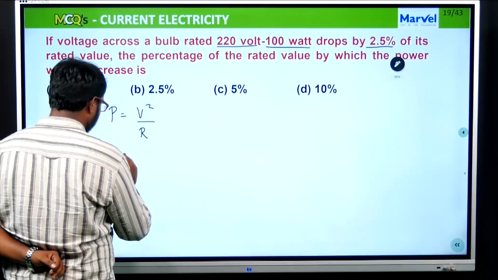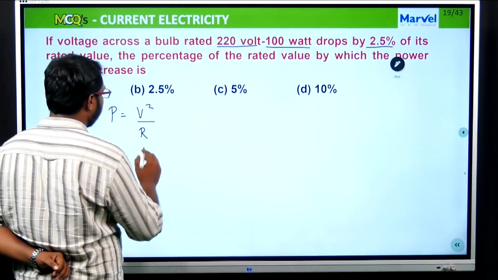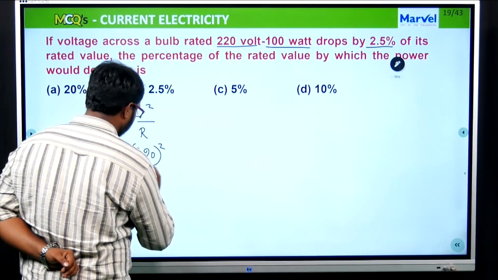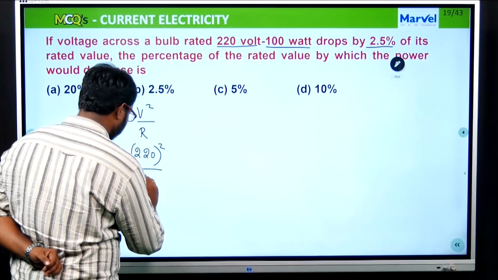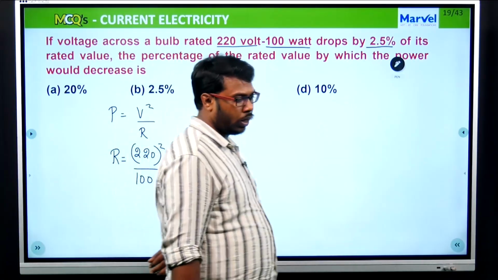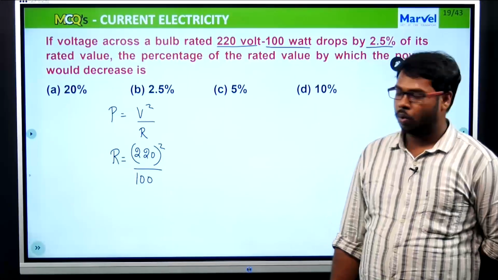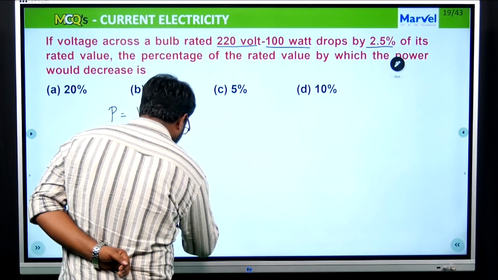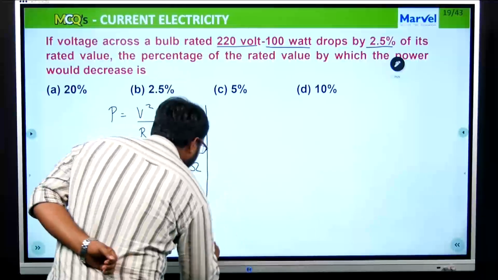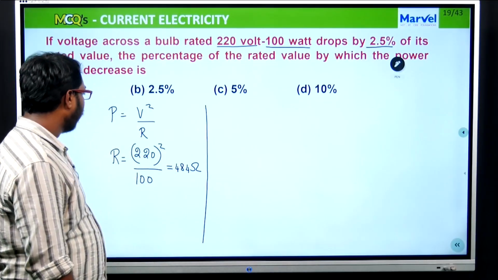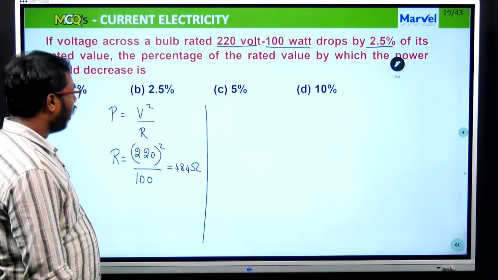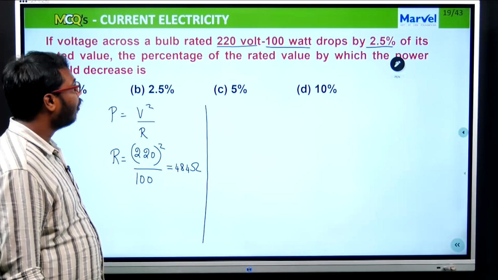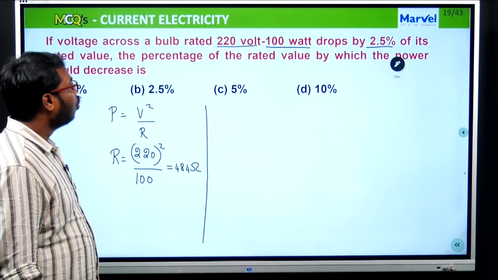Then I will cross multiply my R to find the resistance of my bulb, where V given is nothing but 220 the whole squared divided by 100. So on calculating this, I will get a resistance of 484 ohms. Then what I will do is, I will find what is 2.5 percentage of 220 volt.